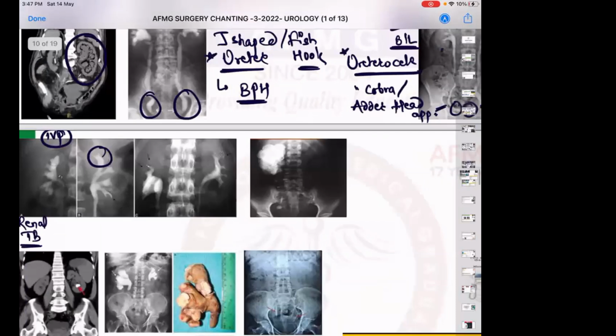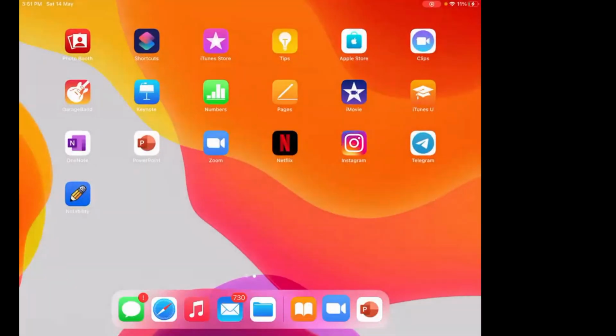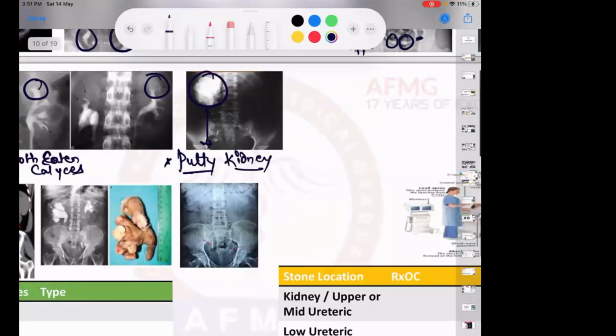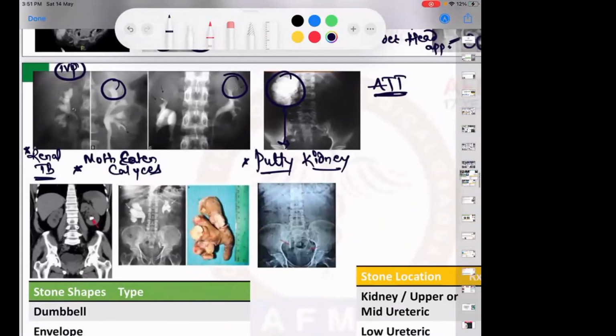In later stages of renal tuberculosis, it will further progress to putty kidney or cement kidney. No issues with this. Remember, okay? I hope it is clear to everybody now. And what is the treatment of choice? Definitely the treatment of choice would be ATT, that is anti-tubercular therapy. No issues with this now, anybody? So remember, in cases of renal TB, the earliest sign on IVP is usually moth-eaten calyces.